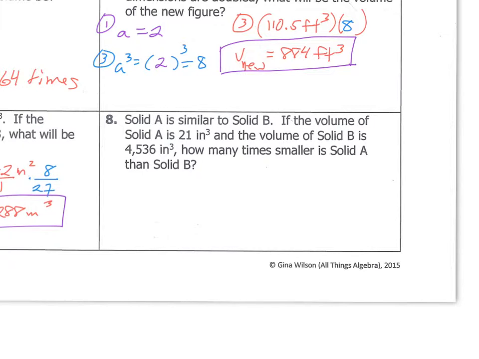Okay, so because it's volume, haven't they given us A cubed over B cubed, right? And so solid A is 21 and solid B is 4536. If I want to know how many times smaller A is than B, what's the first thing I want to do? Don't I want to simplify that fraction? Yeah. So let's start there. Plug into your calculator, use your fraction button. 21 fraction 4536. Oh, my calculator won't do that.